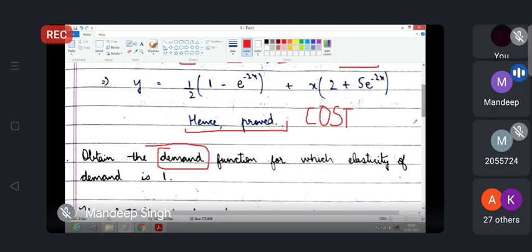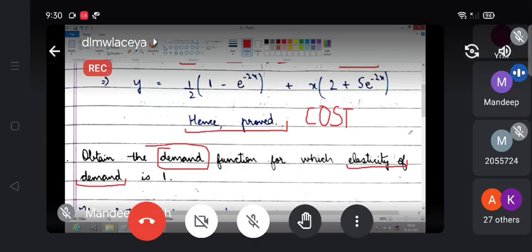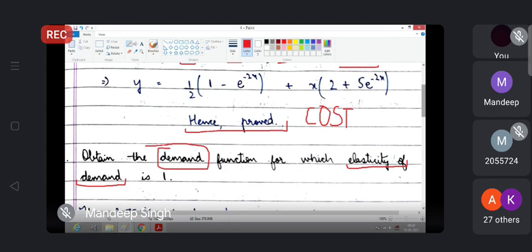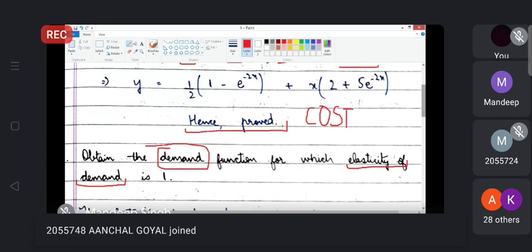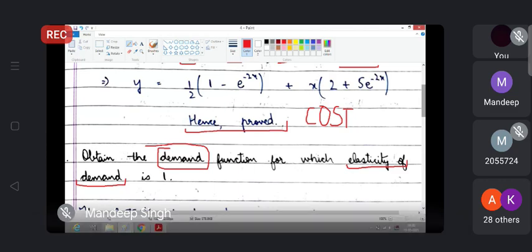Yes. What is the elasticity of demand and what is the mathematical formula which we use to compute elasticity of demand? Tell me quickly. What is elasticity of demand? Percentage change in quantity demanded due to a percentage change in price, or the responsiveness of quantity demanded to the change in price of the commodity.